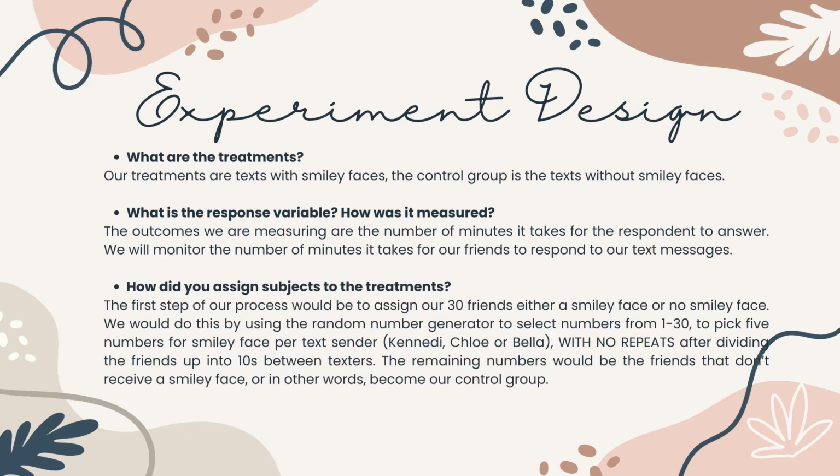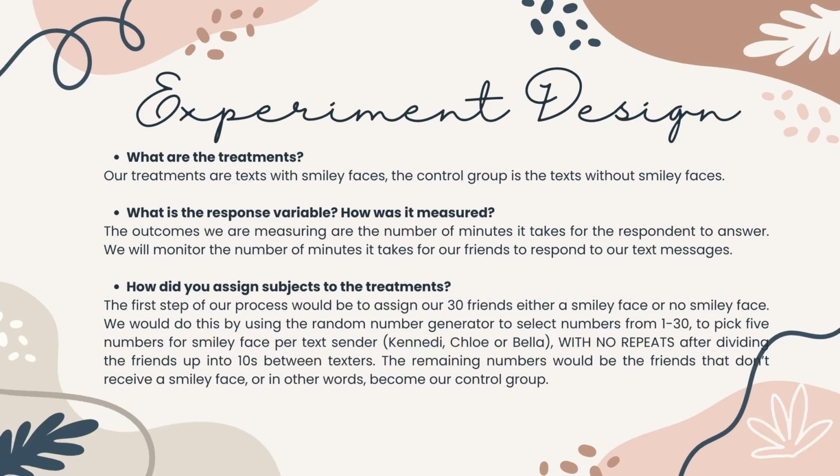So the first step of our process would be to assign our 30 friends either a smiley face or no smiley face. We would do this by using the random number generator to select numbers from 1 through 30 to pick 5 numbers for smiley faces per text sender, which is Kennedy, Chloe, or Bella, with no repeats. So that means after a number is picked, it has to be removed from the generator.